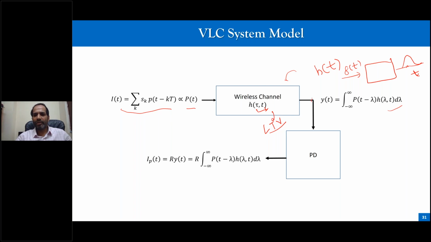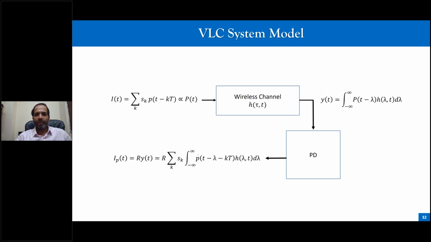So the output of this linear time varying channel, I will not discuss why this is; you can refer to any wireless communication book. You can do a convolution like this and you can get the output YT. Okay, and this output YT is also in the form of a power, and this power hits the photodiode and the photodiode produces the current for the power that is falling onto it, and this is proportional by this constant which is known as responsivity.